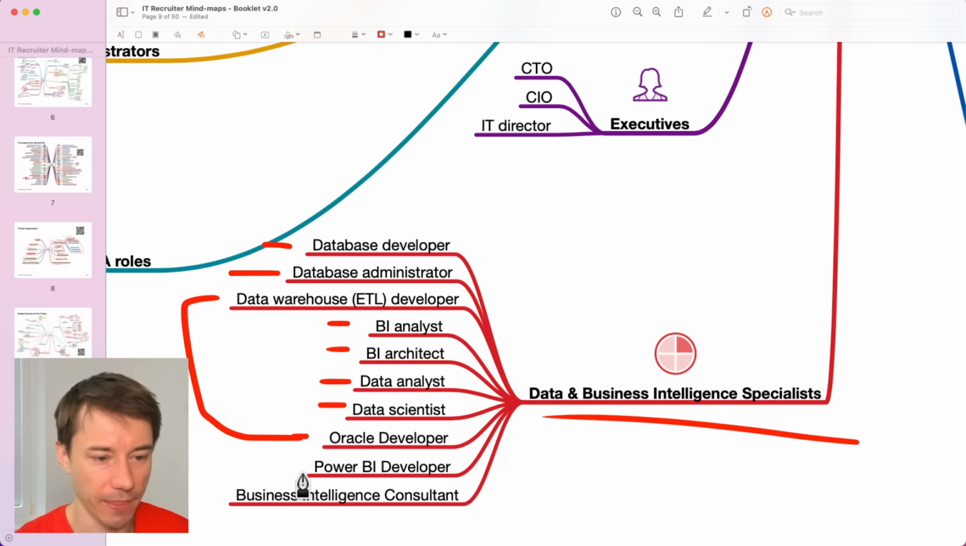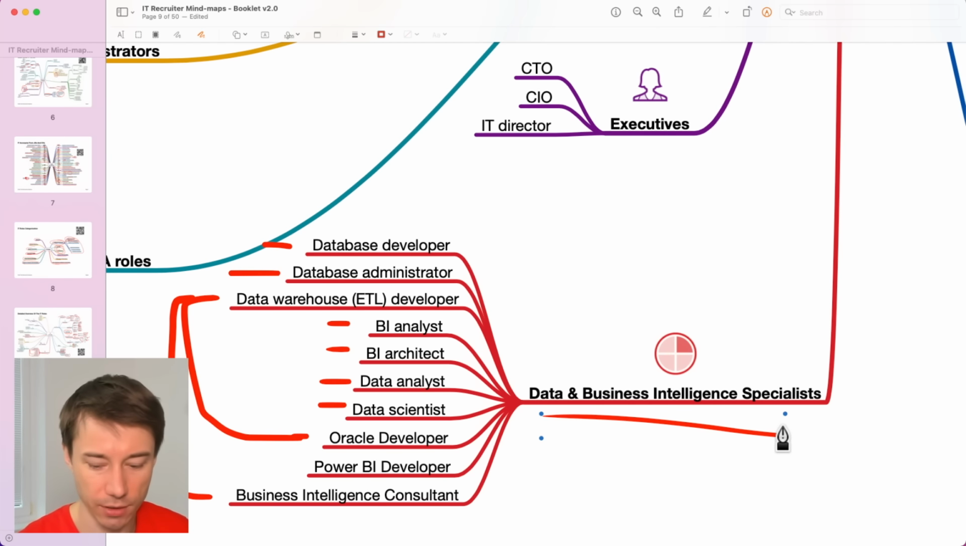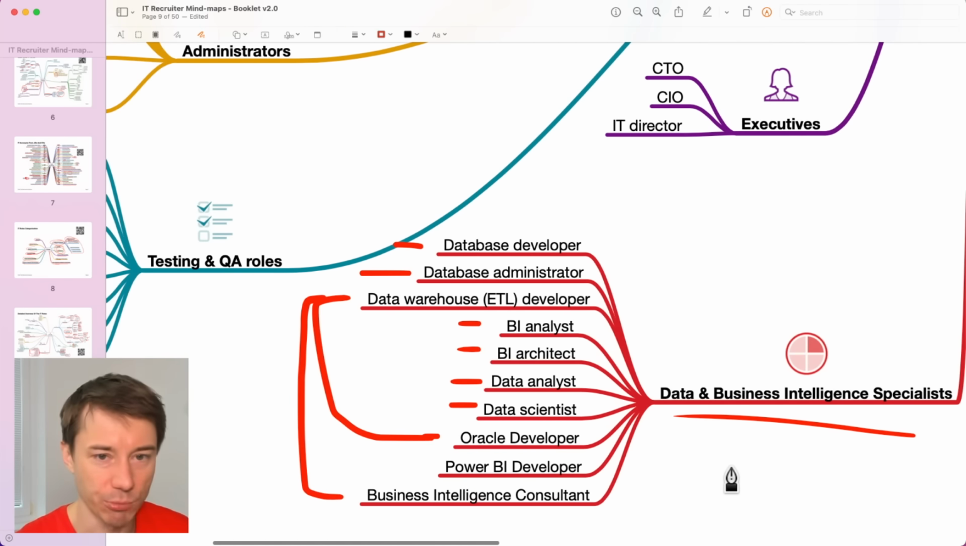Power BI is someone who uses the Power BI tool. That's the name of the tool, or the company providing the tool, that is for reporting, for dashboarding. And business intelligence consultant, that's actually a similar role to the data warehouse developer. It could be seen, I mean, it depends on the definition in the particular company, but it could be seen as such. Okay, so that's data and BI.